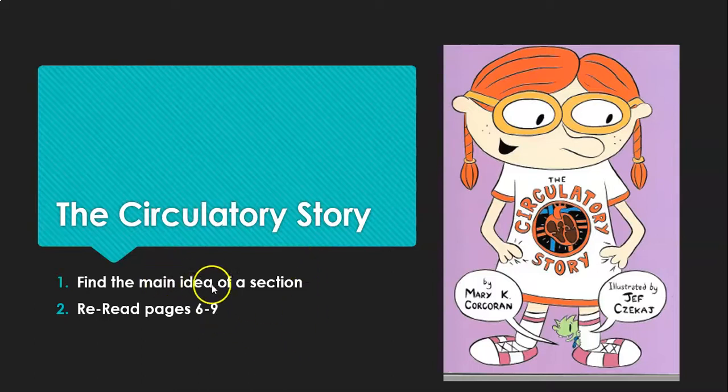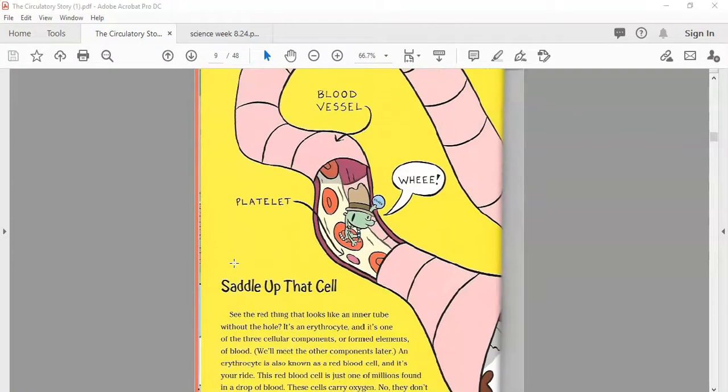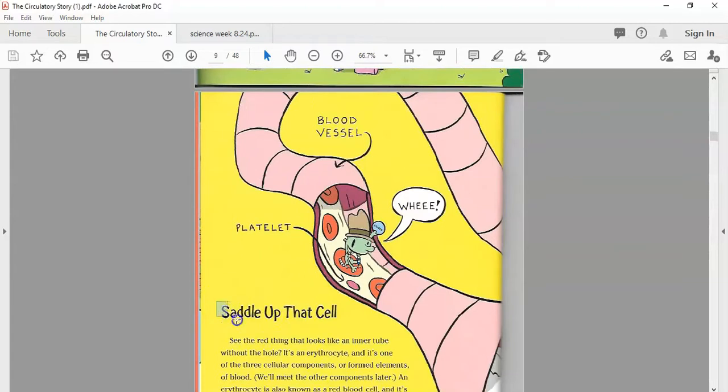We are going to find the main idea of a section by going through pages 6 through 9. Remember, boys and girls, you do need this book in front of you. So make sure you're either viewing it through your phone, your iPad, or your computer if you have already downloaded it. So let's go ahead and go to page 6. Okay, page 6 is the one that says Saddle Up, That Cell.